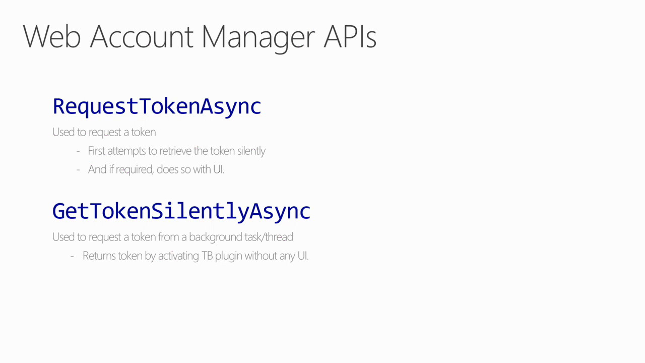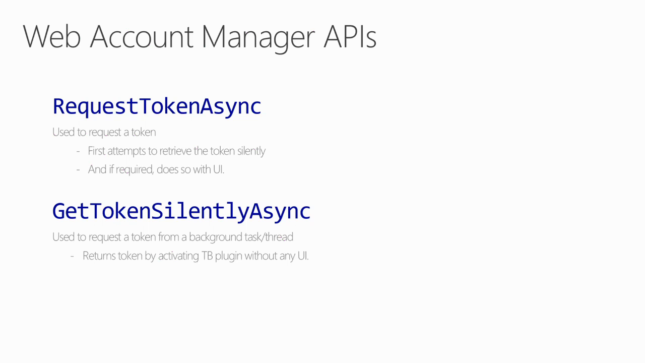So the request token async is kind of like, initially there is the first run of the application. There are no tokens. You haven't done this at all. So you have to get the token. The user has to sign in. So the request actually initiates the sign-in, initiates the dialog, and then gets the token back.